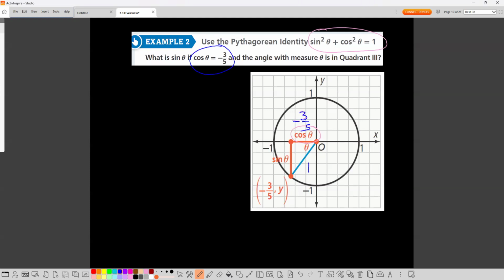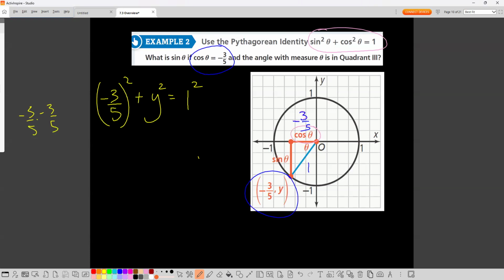So if we're trying to find sine, so they labeled it this way down here, we're just going to do the Pythagorean theorem. So what are we going to do there? My negative 3/5 squared plus my y side squared equals the hypotenuse squared. So negative 3/5 times negative 3/5. Remember, you just multiply straight across. That's going to be a positive 9/25. So 9/25 plus the y squared equals 1.